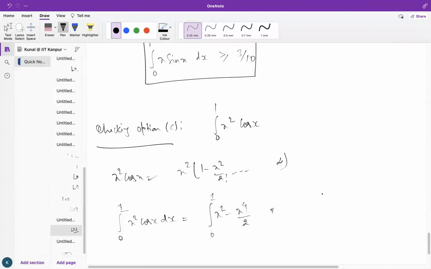And when we integrate this, what will we get? We will get x cube by 3 minus x5 by 10, from 0 to 1. So what do we get? 1 by 3 minus 1 by 10. So when we solve this, what do we get? 7 by 30. Right? I hope you understand what I'm trying to say here. What we get is 7 by 30.